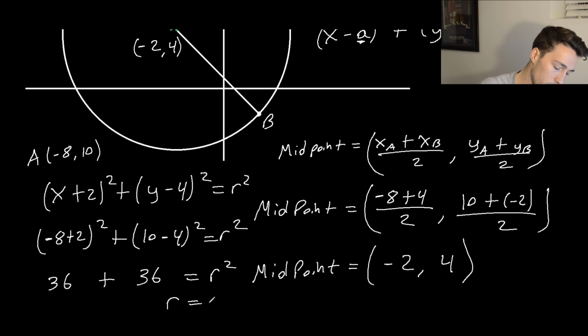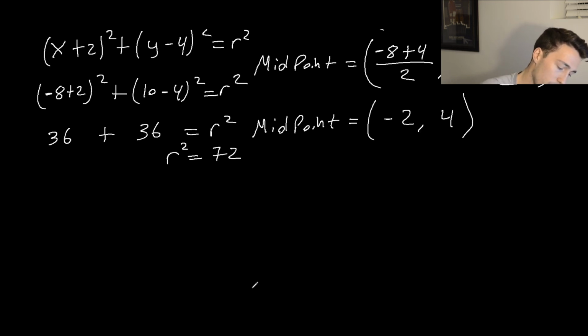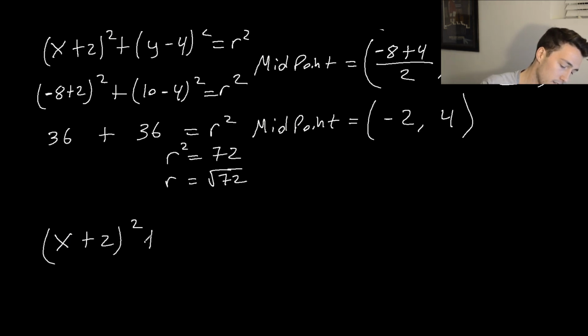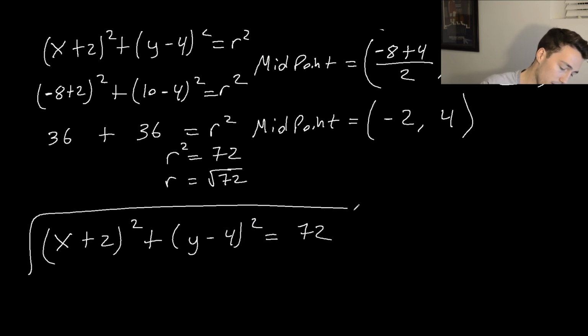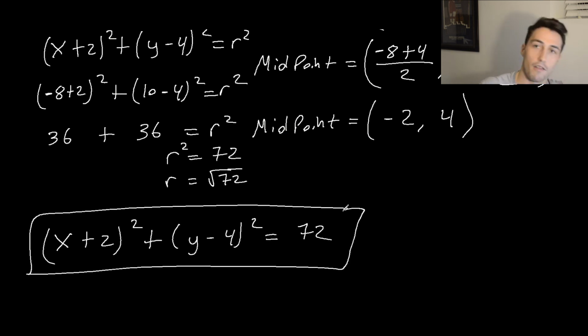So r squared is equal to 72, and the radius is going to equal root of 72. But now we can give our equation of our circle. So we can have x plus 2 squared plus y minus 4 squared is equal to 72. And that would be the equation of the circle for problem 3.